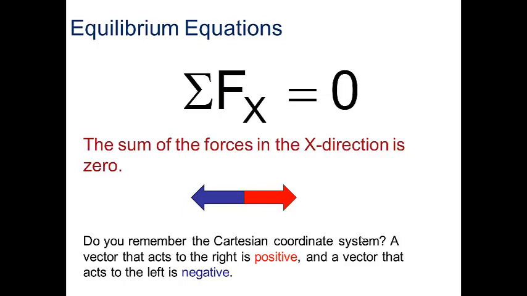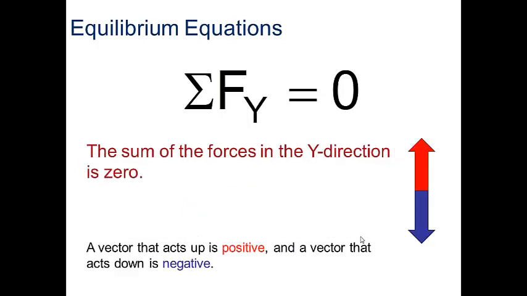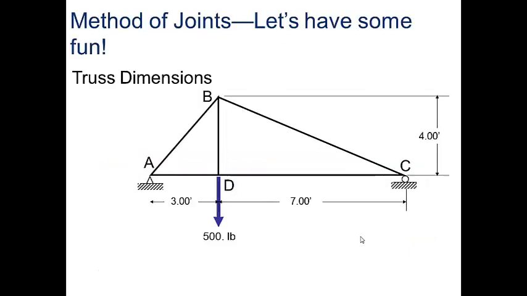Anything acting to the left is going to be negative. Our third equation that we're going to use is the sum of the forces in the y direction. Any vector that points up is positive, and a vector that acts down is negative.